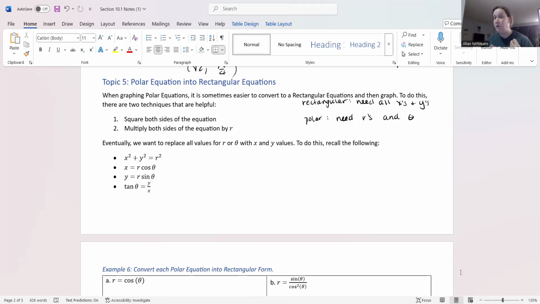Once we do that, we're looking for these common substitutions. We know that r squared is equal to x squared plus y squared. So if you see an r squared all by itself, convert it to x squared plus y squared. If you have an r times cosine theta, convert it, make it an x. If you have an r sine theta, make it a y. Also, remember that tangent of theta is equal to y over x. These four common substitutions help us convert from the polar format, with the r's, thetas, and trig functions, into this world with x's and y's that we're more comfortable in.